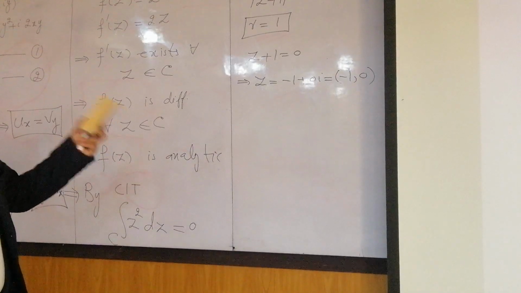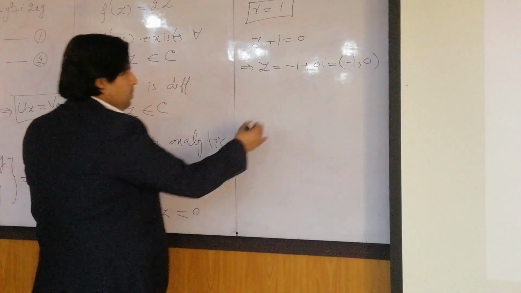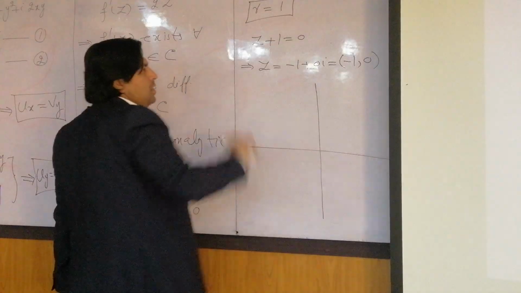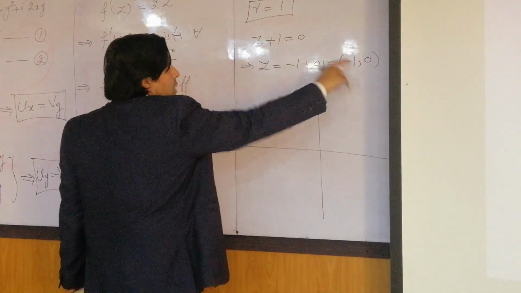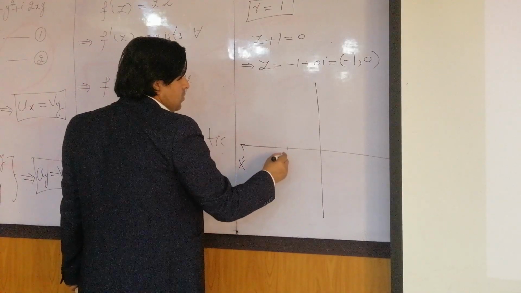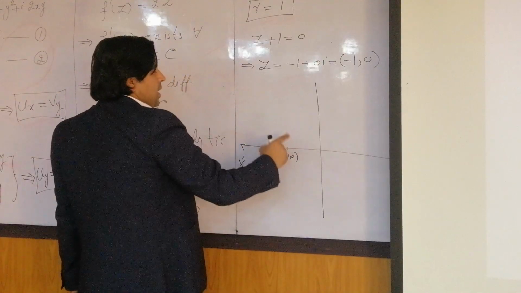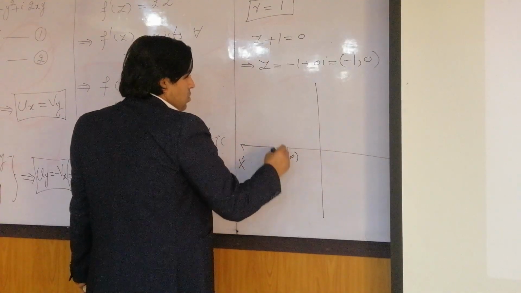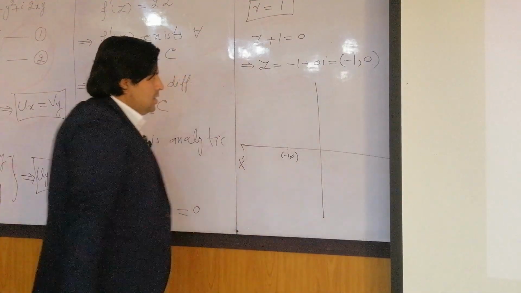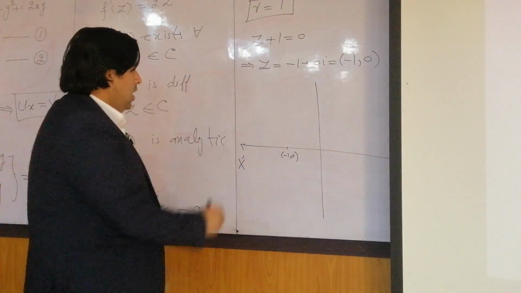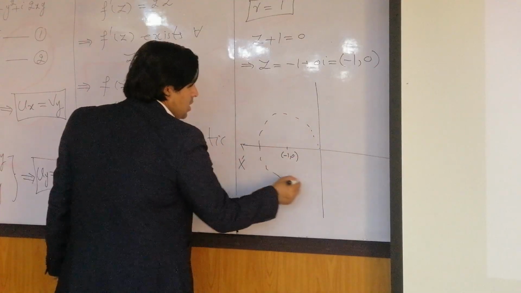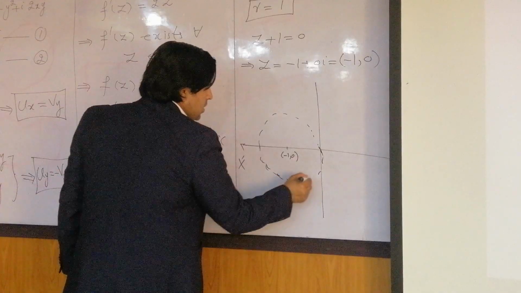So now we have to just draw this simple closed curve. To draw the simple closed curve, we have to draw its center. Its center is minus 1 comma 0. So the center actually lies here. This is minus 1 comma 0. And its radius is 1. So it is a circle with center at this point, and its radius is 1. So let us draw a circle. It will be a circle like this one.